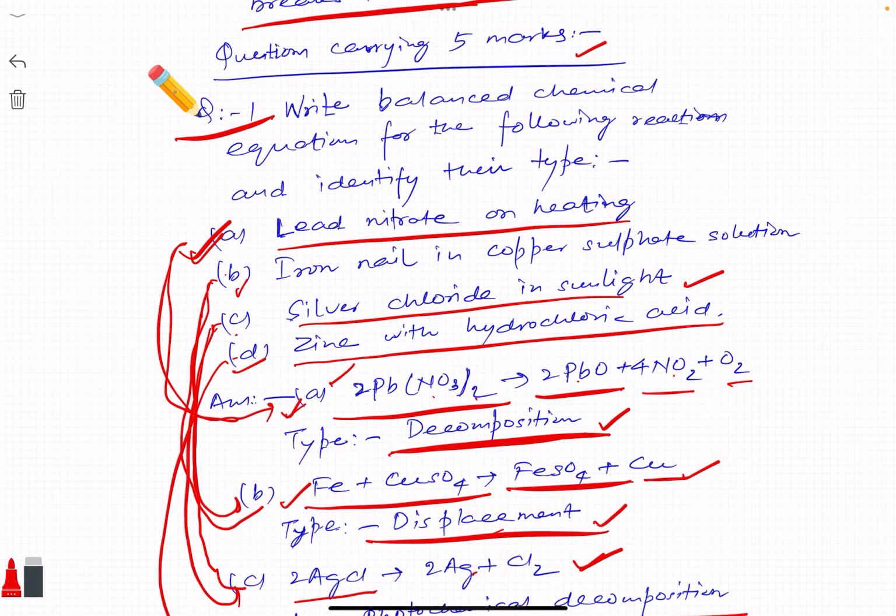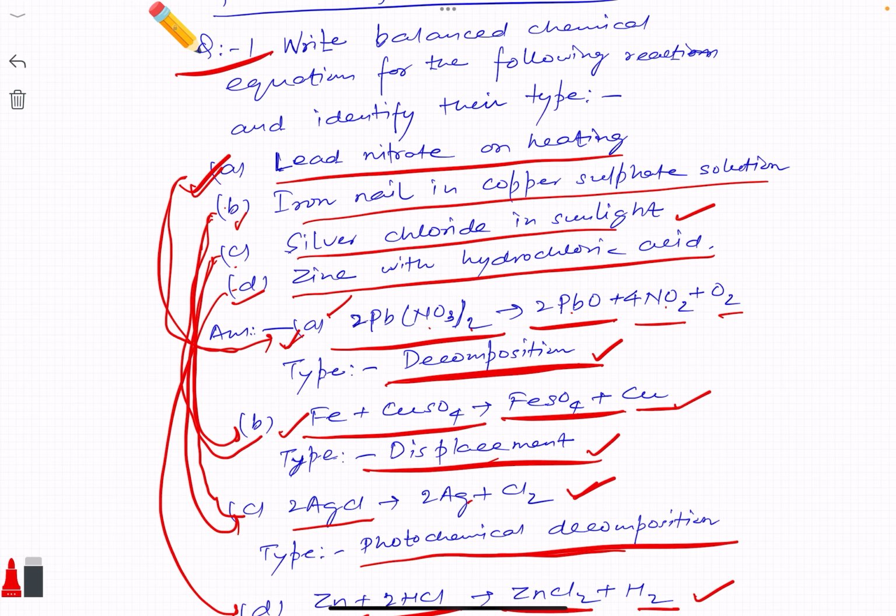Question number B, iron nail in copper sulfate solution. When an iron nail is dipped in copper sulfate solution, Fe + CuSO4 gives FeSO4 + Cu. It is also a displacement reaction.